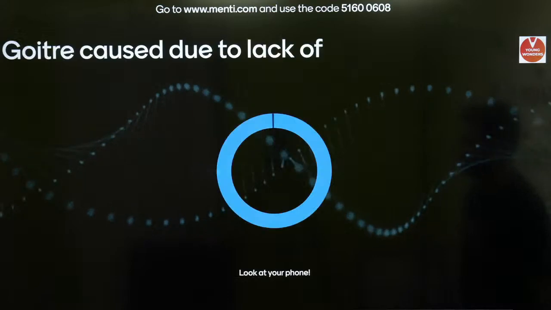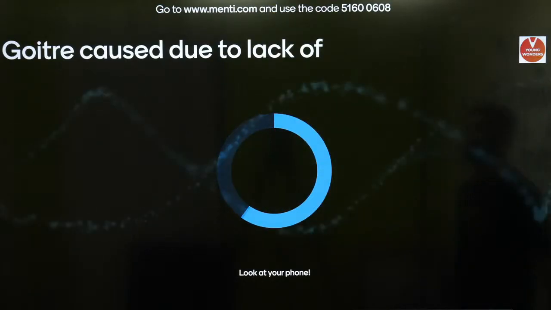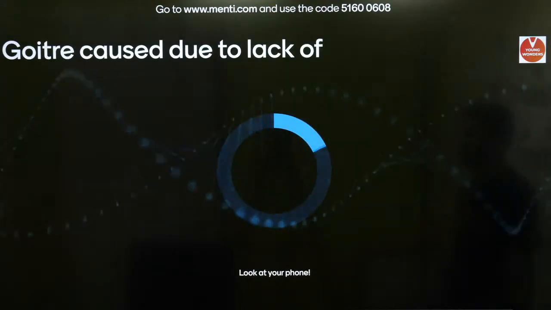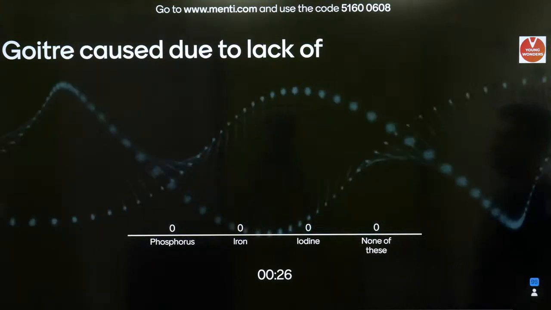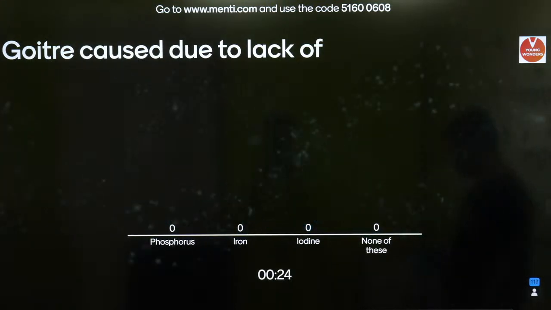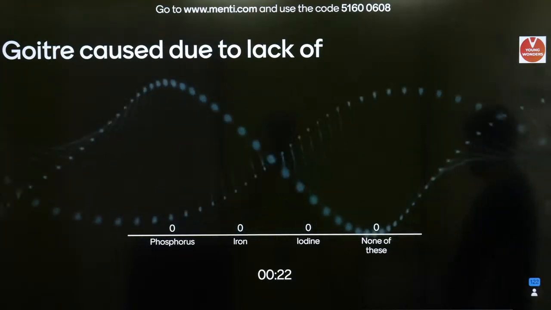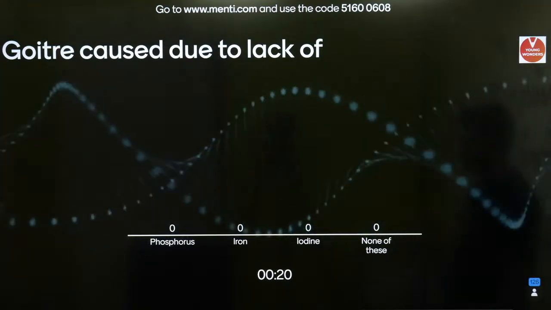Question number 7. चलो. Goiter. Goiter is caused due to the lack of dash. Goiter is caused due to the lack of phosphorus, iron, iodine or none of these. कौन सा नमक है देश का नमक?